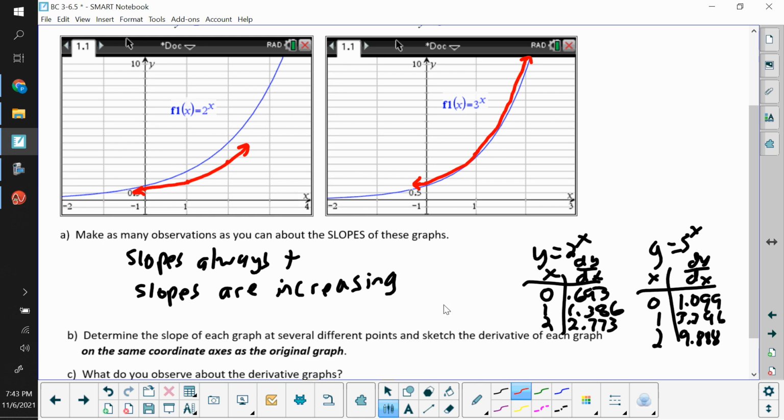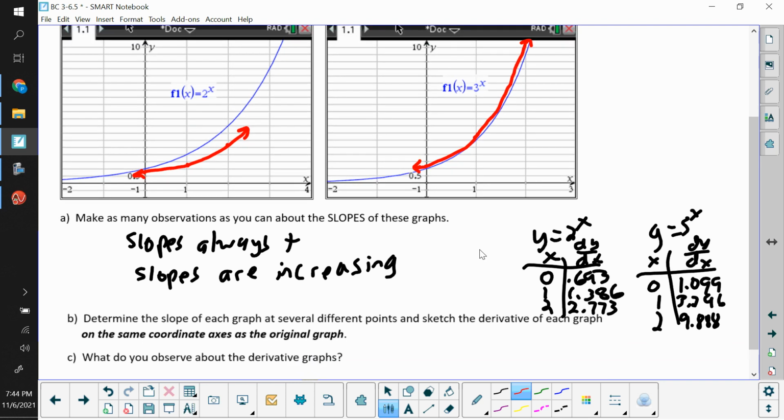So we have here the graphs that you should hopefully have. You can see in the t-tables the derivative values you got, and then those are plotted in the red there. So we're going to pause for 1 minute, and see if you can write down some observations that you notice of your derivative graphs there.